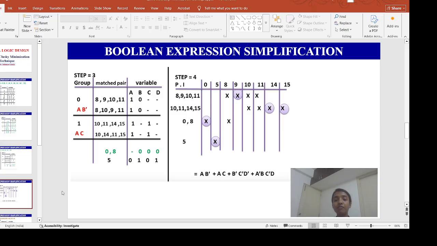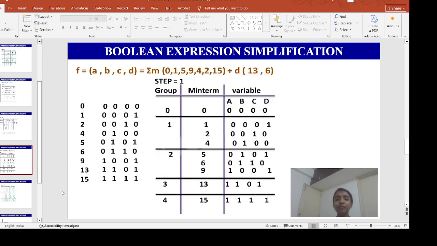Now, we have considered the Quine McCluskey minimization technique without any don't care. We didn't consider any don't care here. Now suppose my expression is like this, min terms plus don't cares. The entire process is the same, and we have to write the don't cares also. We will write all the min terms along with the don't cares also.